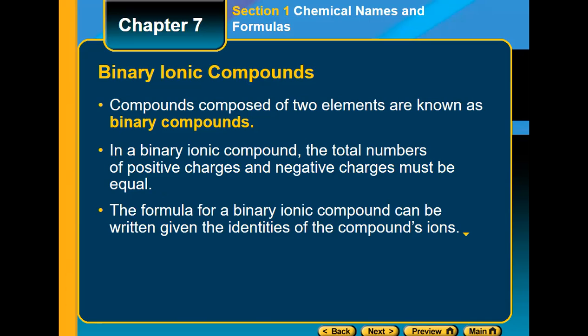So the formula for a binary ionic compound can be written given the identities of the compound's ions. Example, magnesium bromide. How could we write magnesium bromide, or what is the technique to do so?